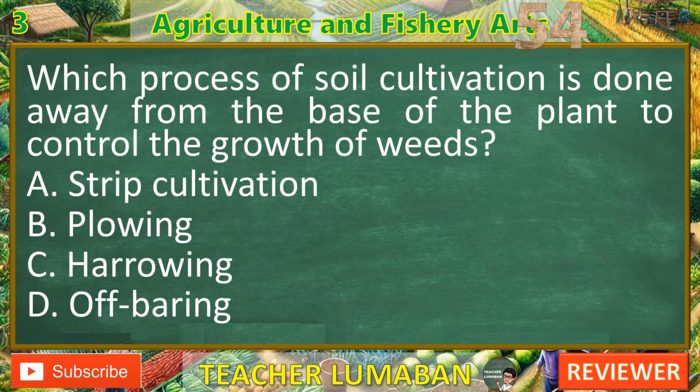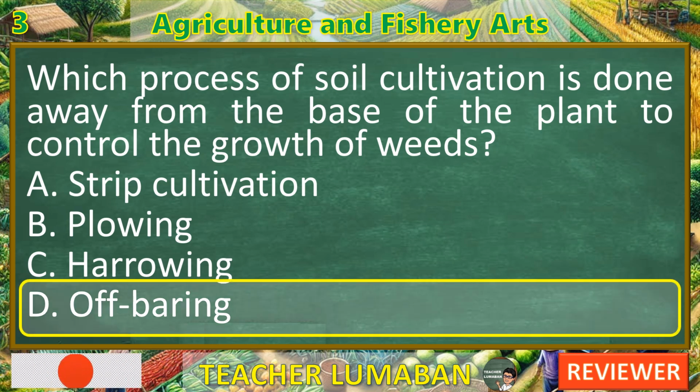5, 4, 3, 2, 1. The correct answer is D. Off-bearing. Here's an explanation of each choice.